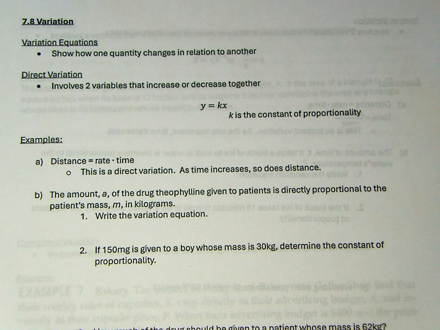Okay, so 7.8 is called variation. And so we're going to be looking at some specific styles of equations that show a relationship between two different amounts. That's what a variation equation does. It shows how one quantity changes in relationship to another.